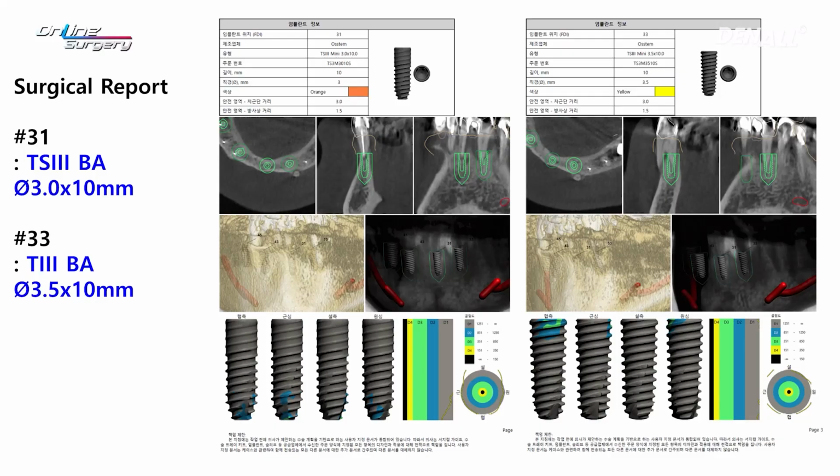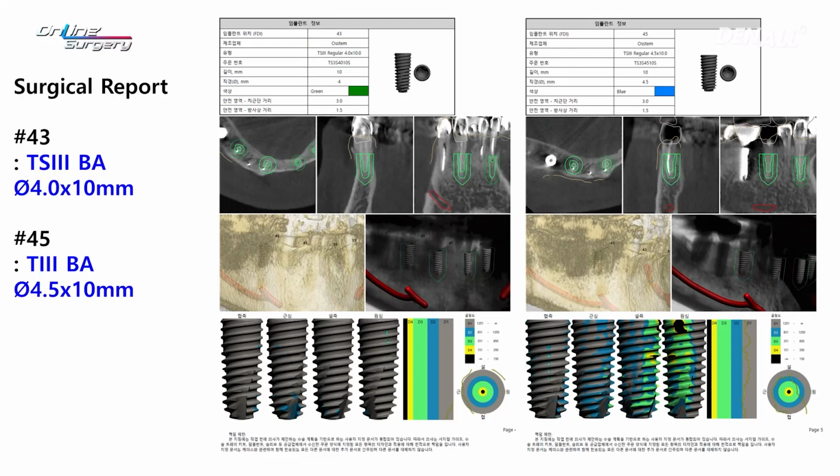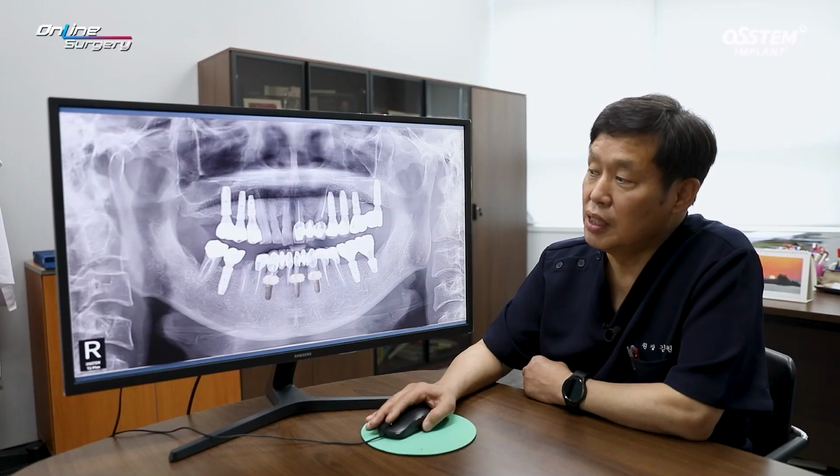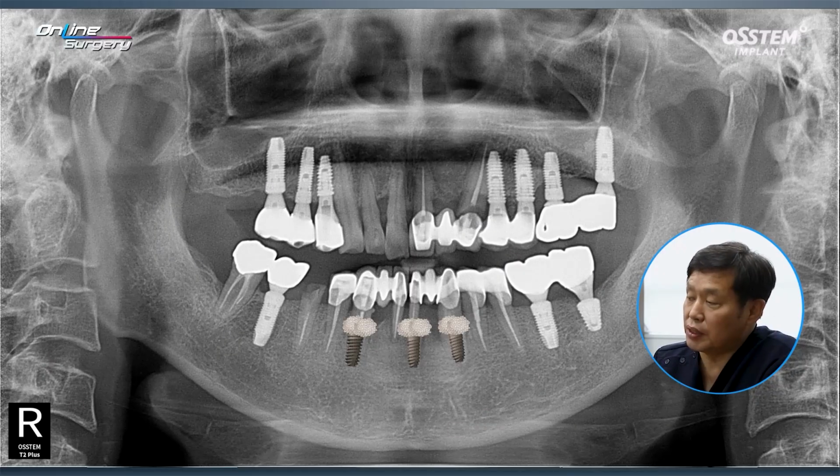For number 31, TS3 narrow implant was planned, and because of buccal defect in number 33, 3.5 by 10 millimeter was planned in number 43. Because canine was comparatively favorable, 4.0 by 10 was planned. For number 45, the plan was to do surgery separately, but the guide would be fabricated ahead. 4.5 by 10 millimeter immediate implant placement was planned. 3 implants will be placed as shown along with bone graft.